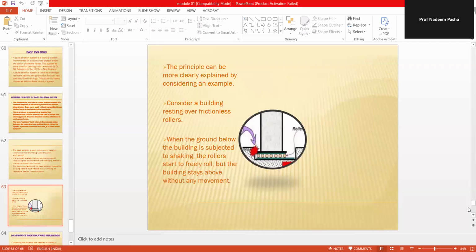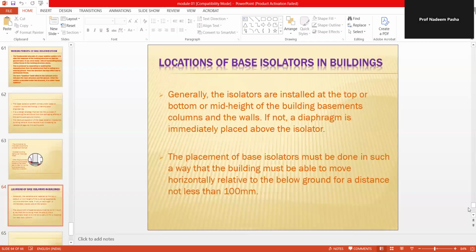Consider a building resting over frictionless rollers. When the ground below the building is subjected to shaking, the rollers start to roll freely, but the building stays above without any movement. So what is happening? Suppose there is a ground, the ground below the building, and a building on it. When the ground below the building is subjected to shaking, the rollers start to move freely, but the building stays above without any movement.